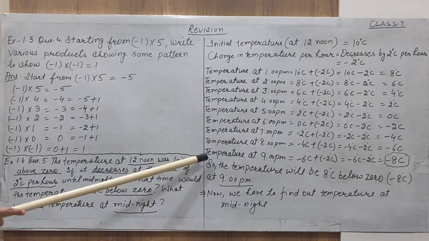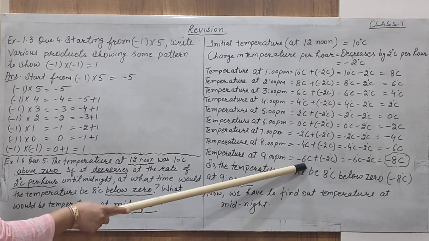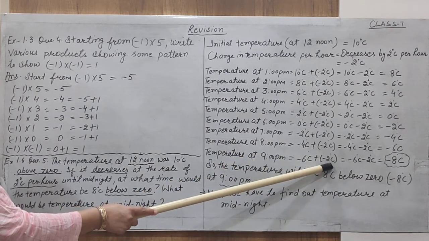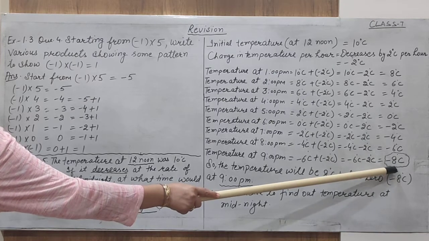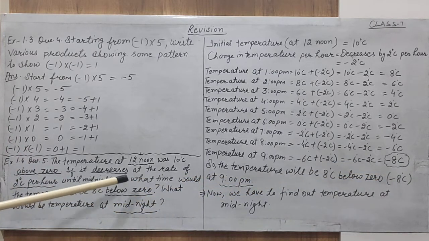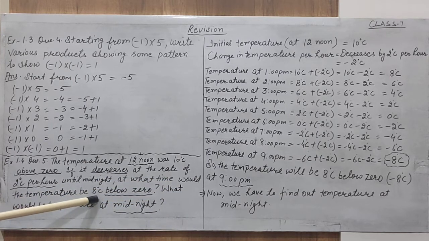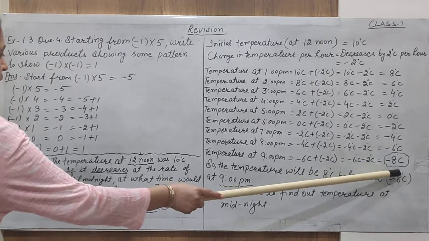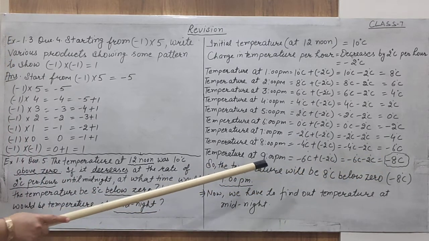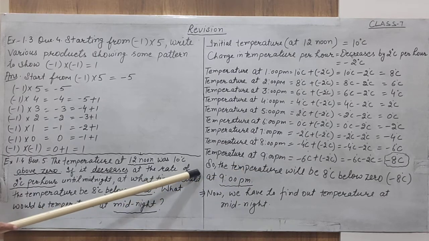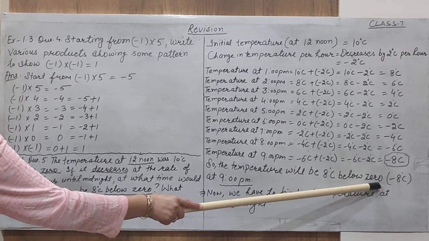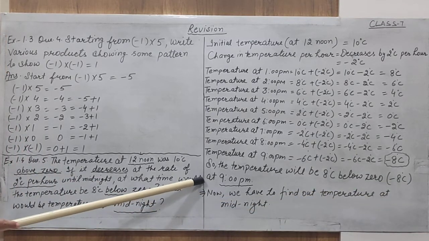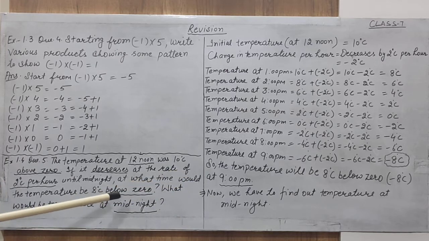Alright, now temperature at 9 pm. Minus 6 degrees Celsius, temperature at 8 pm. Again, decrease of 2 degrees Celsius. Now both are negative, the temperature is minus 8 degrees Celsius that we required. That is, at what time would the temperature be 8 degrees below 0? Below 0 means minus 8 degrees Celsius. So we get minus 8 degrees Celsius at 9 pm. So this is the result of our first question. So write down the answer. So the temperature will be 8 degrees Celsius below 0, or we can write minus 8 degrees Celsius at 9 pm. So up to this we have found the first question.